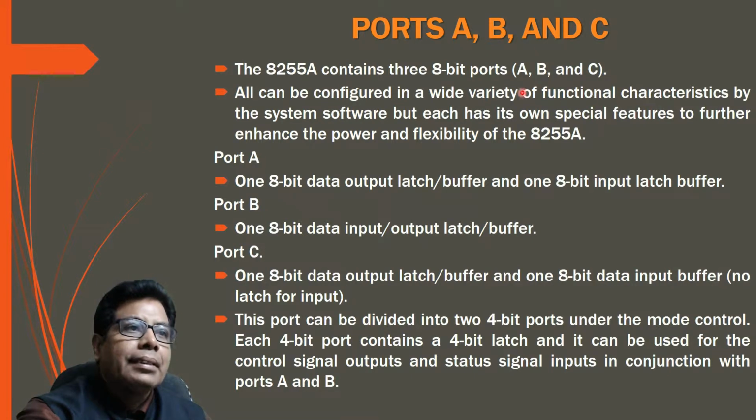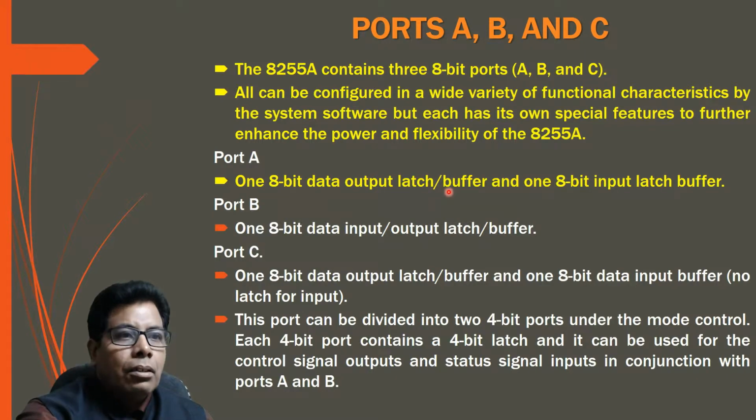Then let us see the ports A, B and C. The 8255 contains 3 8-bit ports A, B and C. All can be configured in a wide variety of functional characteristics by the system software, but each has its own special feature to further enhance the power and flexibility of 8255A. So port A has one 8-bit data output latch and buffer and one 8-bit input latch buffer. So output as well as input both are latched. Then similarly port B, one 8-bit data input output latch and buffer. Then port C, 8-bit data output latch buffer and one 8-bit data input buffer, no latch for input.